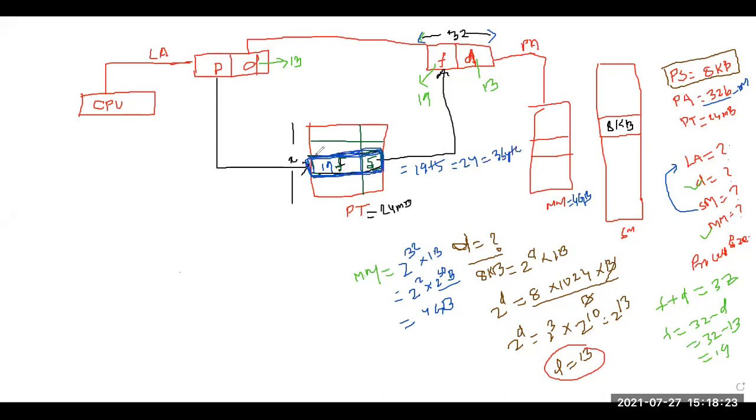19 plus 5. Is it clear to this point? How am I calculating 24? 19 bit. Sir, where did the 5 come from? Now 5 is given. In the question, it is given.